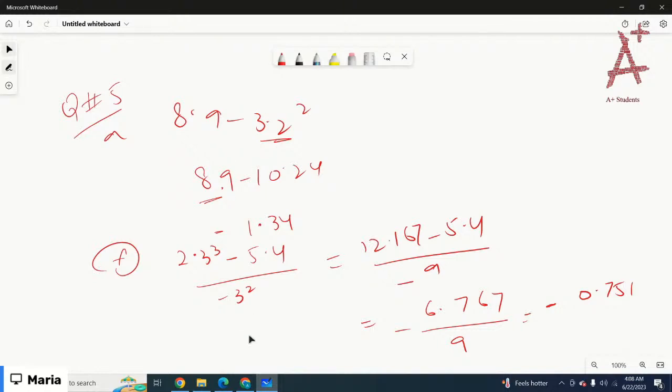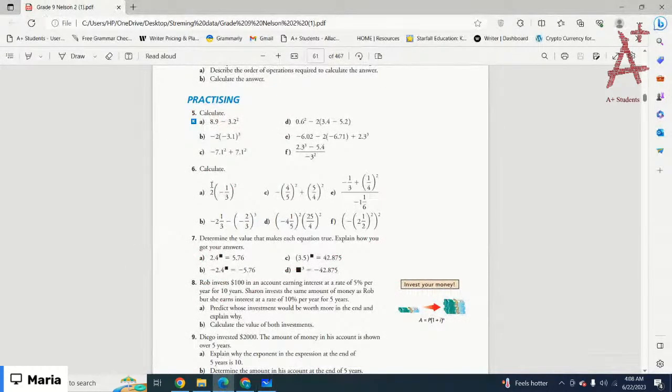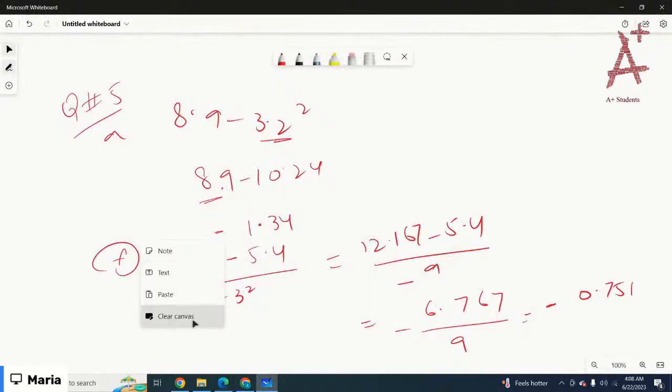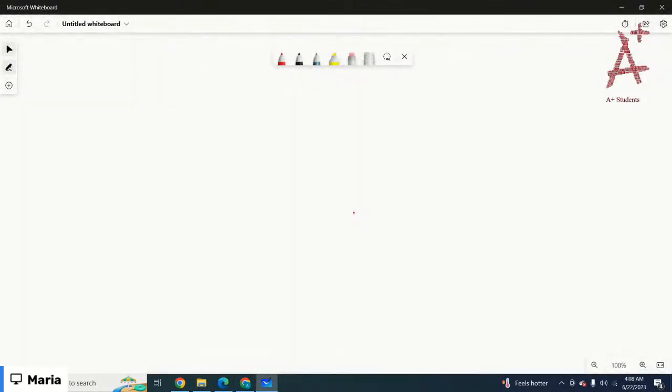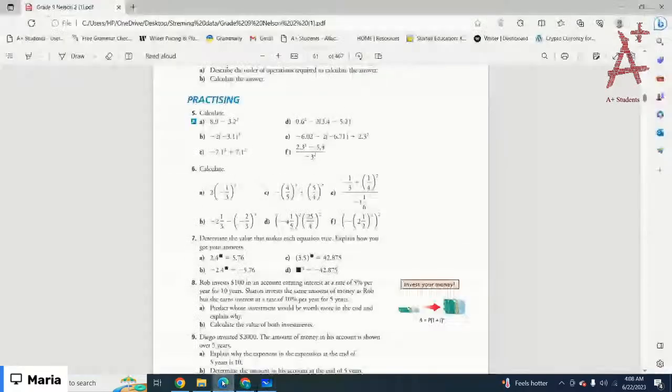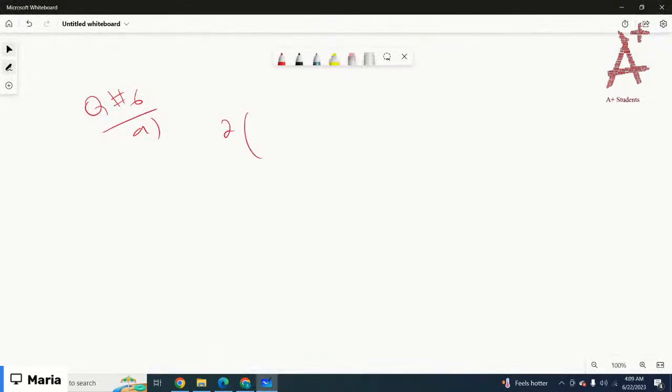Okay, just look at question number 6. Calculate. Let's just start with 6a. 2 times negative 1 over 3 whole square. Question number 6a. Got it? So that is the square of negative 1 over 3. So it would be negative 1 over 3 times negative 1 over 3. Got it? So you're multiplying two negative numbers, the answer must be positive.